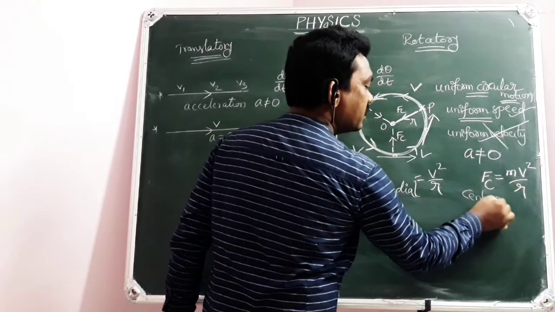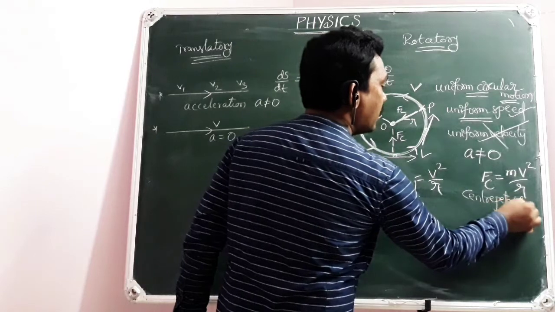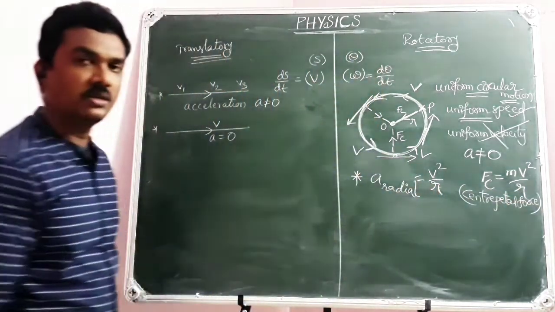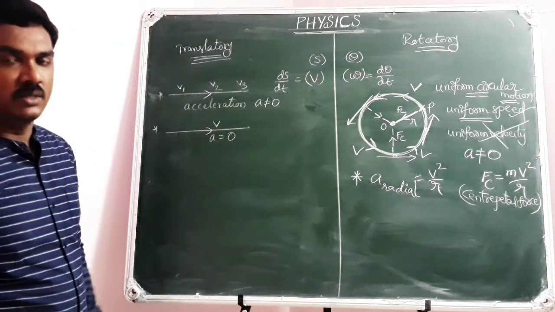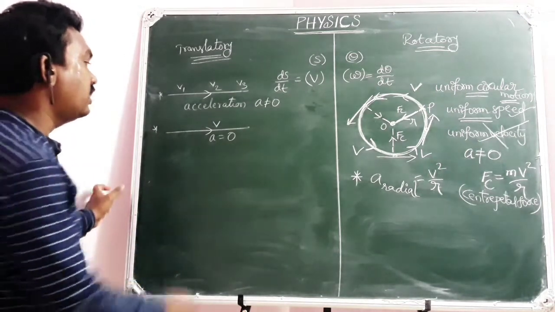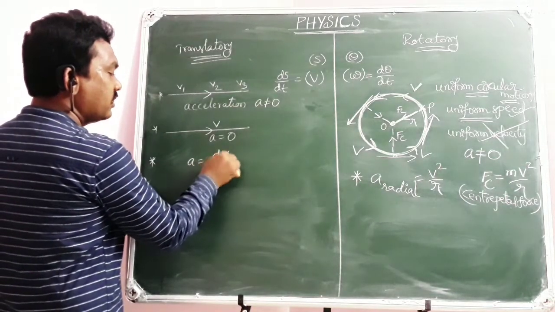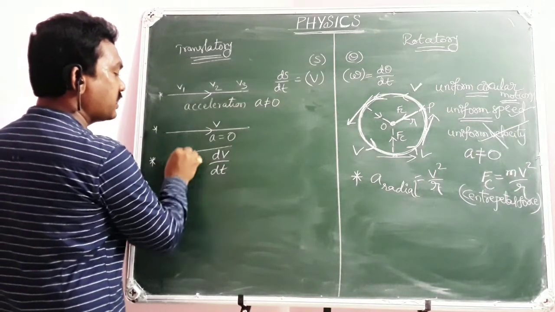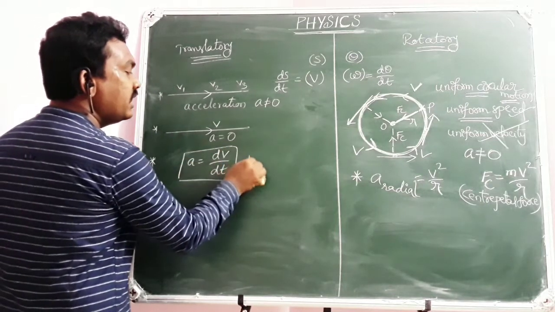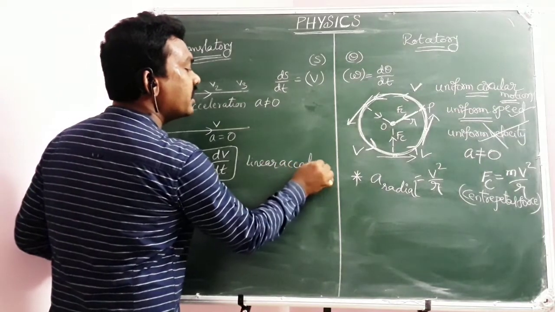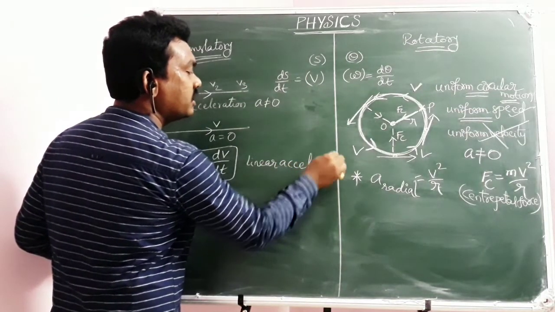Shall I write here? Centripetal force. And the acceleration is centripetal acceleration, or radial acceleration. But everyone is waiting. So here acceleration is dv by dt, the rate of change in velocity with respect to time. This is a linear acceleration. Then what about in rotatory motion? Yes, coming to the point.